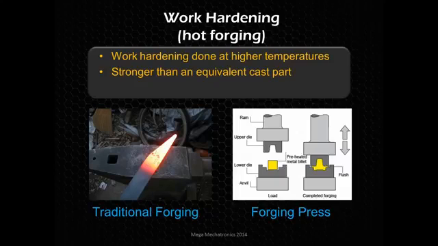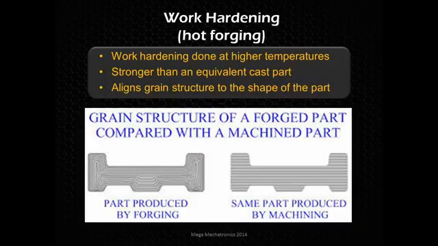And a huge advantage, especially in fatigue strength, is aligning the grain structure to the shape of the part. So here's an example of a machine part versus a forged part. You see the forged part, how the grains follow the outside contour, but then the machine part has the grains ending at critical points where cracks can form.